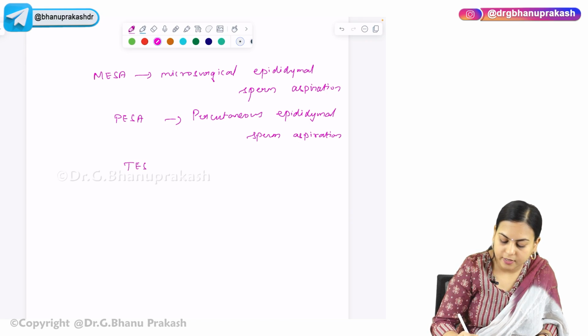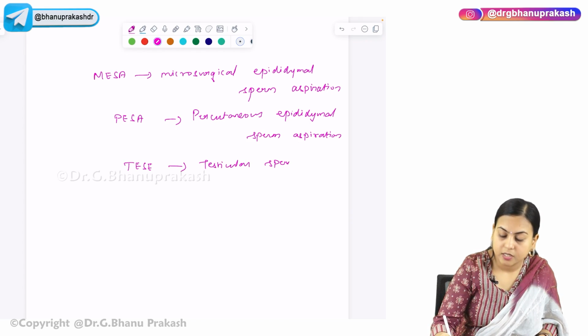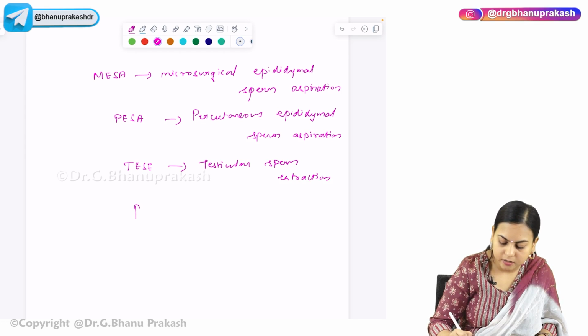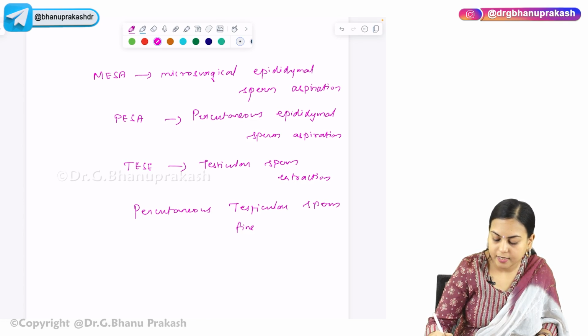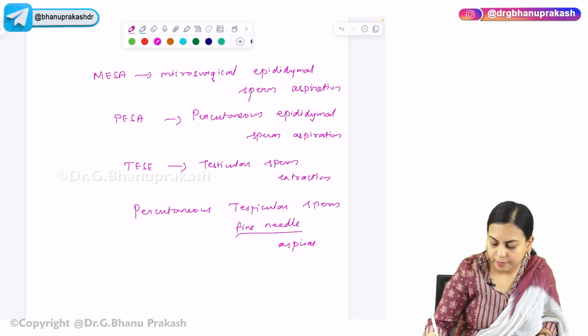Then you have TESE. TESE means testicular sperm extraction, and you have percutaneous testicular sperm fine needle aspiration, also using a fine needle we will be doing.